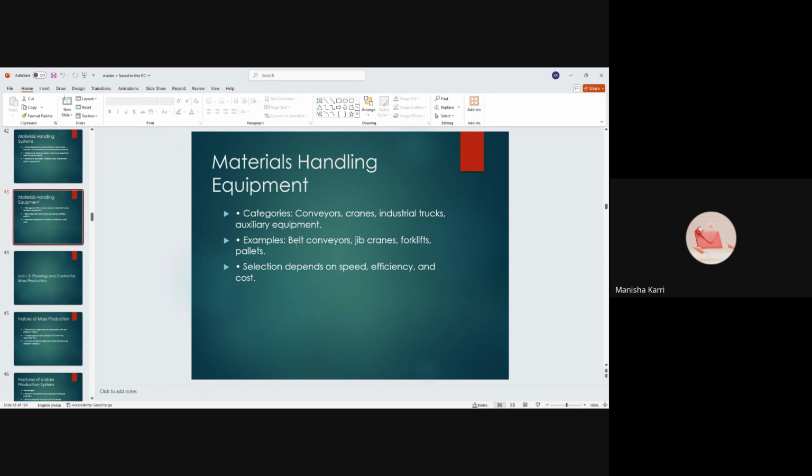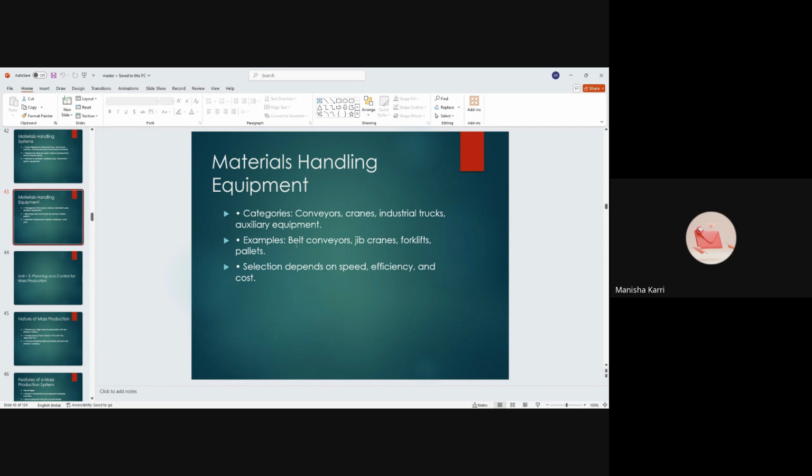And the last one is auxiliary equipment. So what does auxiliary equipment mean? It is additional equipment that helps with handling and managing materials, like pallets, bins, and storage racks. The use of this auxiliary equipment is to support efficient storage and movement of items. Generally, material handling equipment includes conveyors like belt conveyors, cranes like ship cranes, industrial trucks like forklifts, and auxiliary equipment, for example pallets.